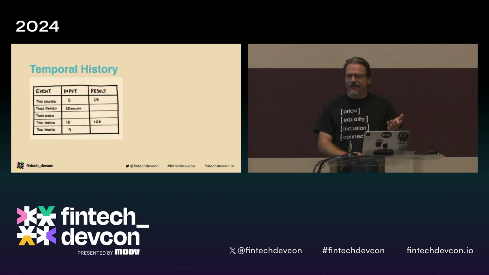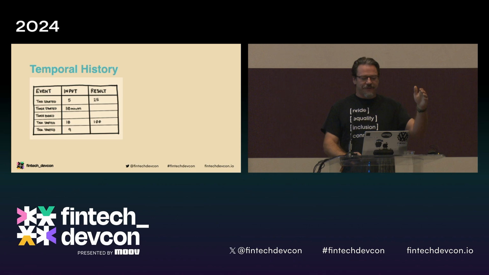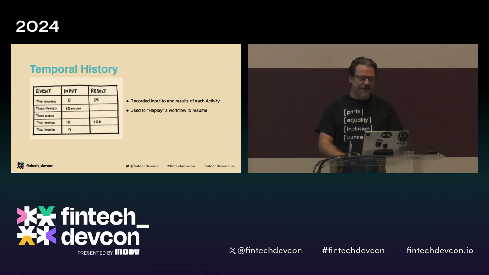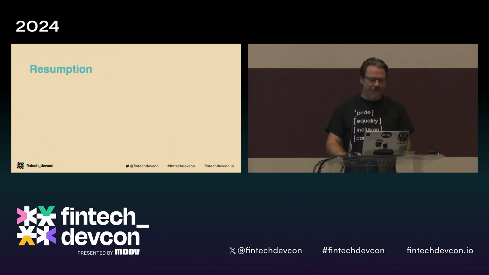The next concept I've been talking a lot about, which should seem very familiar to you by now, is this idea of temporal history. There's some event, and Temporal keeps the time that it started, the inputs to that, and any result, and can therefore execute the workflow code over and over again out of that history. So it's the recorded input to and result of each activity. We use that to replay and resume a workflow, and that history can be introspected. That provides visibility for that operationalization of the product.